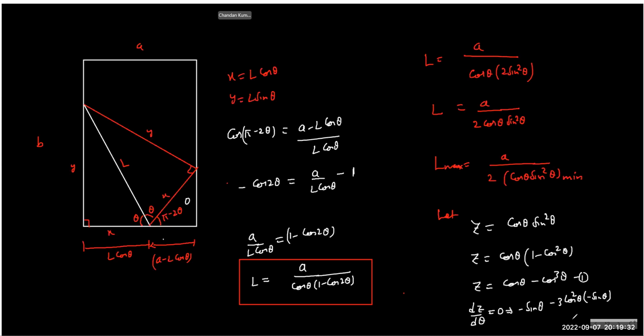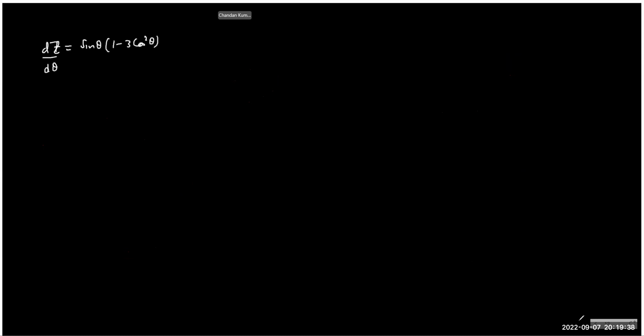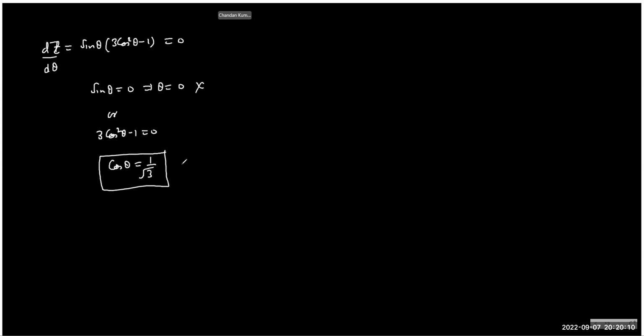I can take sin θ common. So it's 3 cos² θ minus 1. And if you equate to 0, either sin θ is 0 or 3 cos² θ minus 1 is 0. This will give you θ equals 0, which will have no meaning in the problem, so that will be ignored. But the other is meaningful: cos θ is 1 by root 3. And now we're done. So the Z minimum we are going to get is how much?